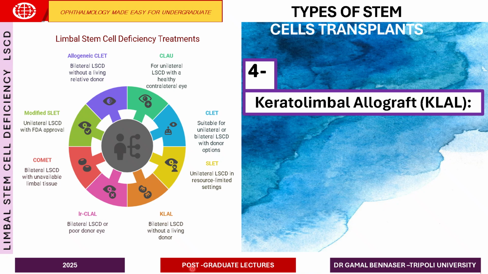Now we come to the fourth type of limbal stem cell transplant, which is known as the Keratolimbal allograft, KLAL. Since it is an allograft, the source is from the donor. The donor cornea is from the tissue bank, that's from the cadaver. So the issue of immunosuppression is very strongly indicated in these cases. We will explain this in detail.